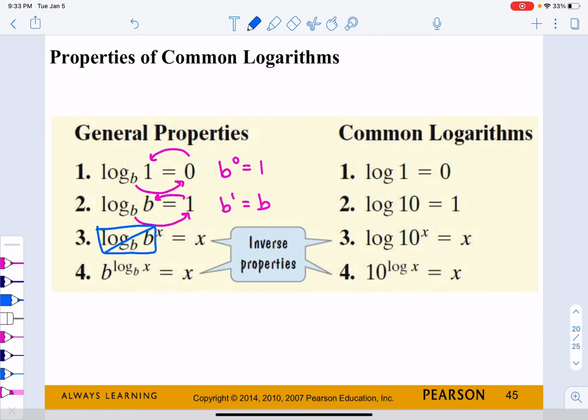And then number 4, we have that b to the log base b of x. Again, that was the kind of stuff that looks like it just canceled out to leave us with the x. Those are those special cases. They are called inverse properties. They kind of undo each other, right? So number 4, 10 raised to the log of x is just going to equal x.